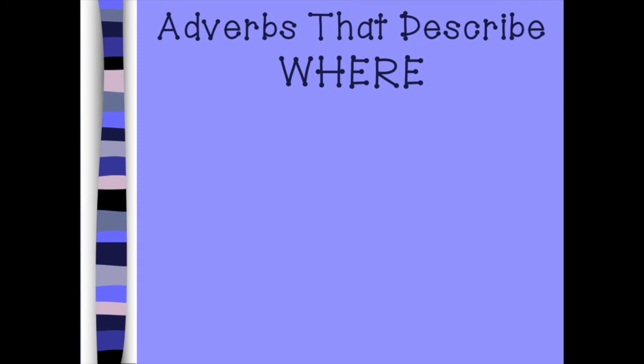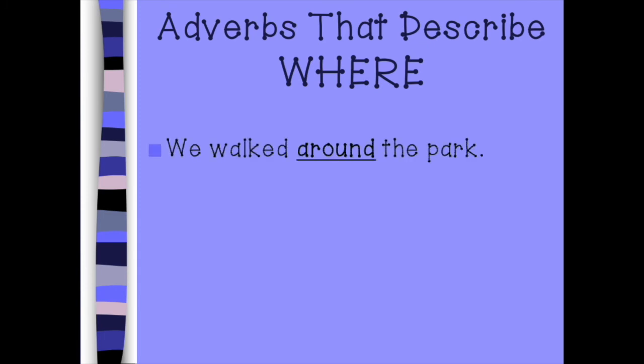Adverbs that describe where. We walked around the park. The verb is walked. The extra information says where did we do it? Not the park itself. The park, that's where you could get confused. The park is the place. It's a noun. This is just to describe more about the action. We walked around. Around is the adverb.